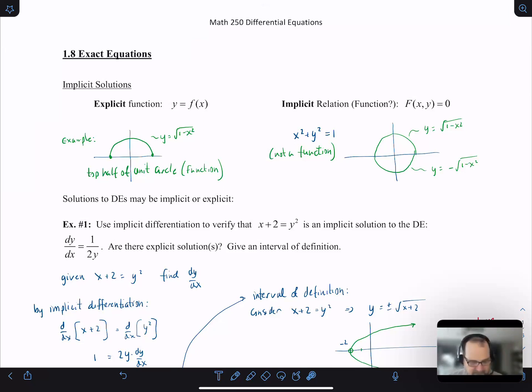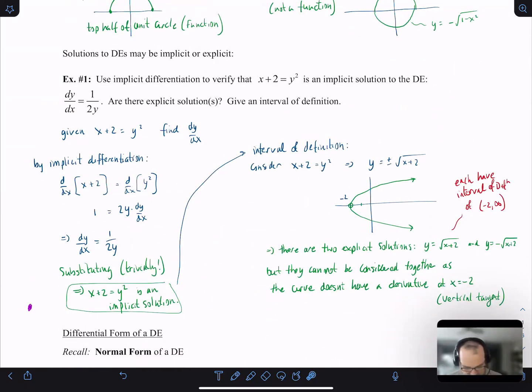So it turns out that we can have solutions to DEs that are indeed implicit. We've already been seeing explicit solutions, but you can certainly also have implicit solutions to differential equations. So here's a fairly simple example. Verify that this implicit relationship, x plus 2 equals y squared, is an implicit solution to this DE.